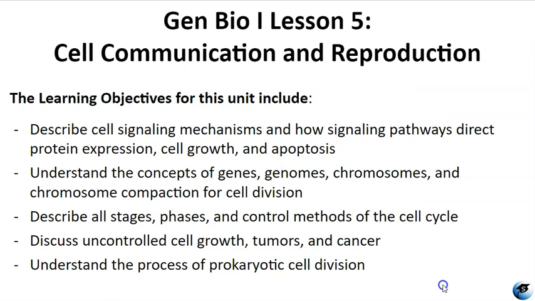The learning objectives for this unit include describing cell signaling mechanisms, how cell signals direct protein expression, cell growth, and apoptosis, understanding the concepts of genes, genomes, chromosomes, chromosome compaction, all of the stages, phases, and control mechanisms of the cell cycle, uncontrolled cell growth, tumors, cancer, and then finally prokaryotic cell division.